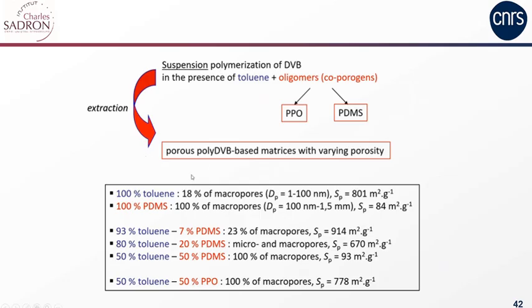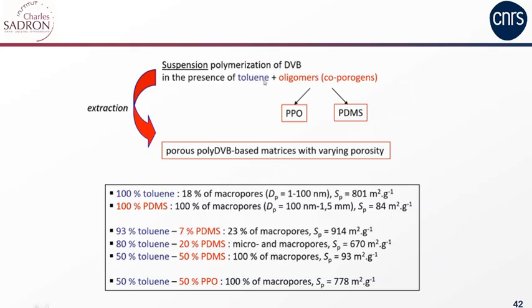Another example is the suspension polymerization of divinylbenzene. So divinylbenzene is a difunctional monomer, so you can cross-link and generate a network just by homopolymerization of DVB.